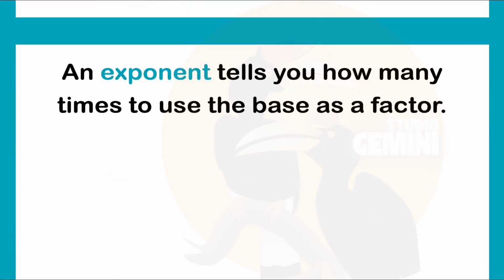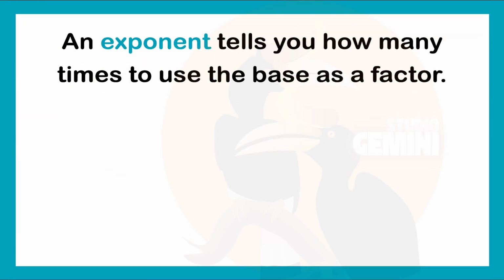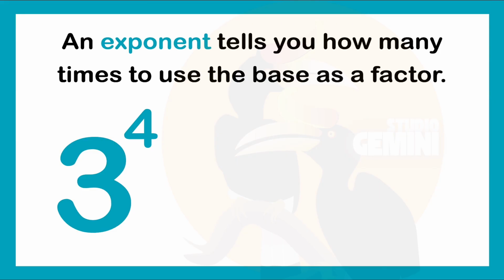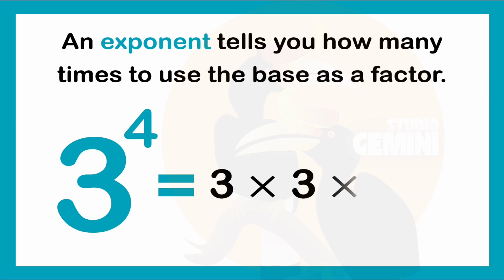An exponent tells you how many times to use the base as a factor. Written here, we have 3 to the power of 4. 3 is the base, and 4 is the exponent. Remember, our exponent tells us how many times to use the base as a factor. So in this case, we will use our base of 3 4 times. 3 to the power of 4 also equals 3 times 3 times 3 times 3.